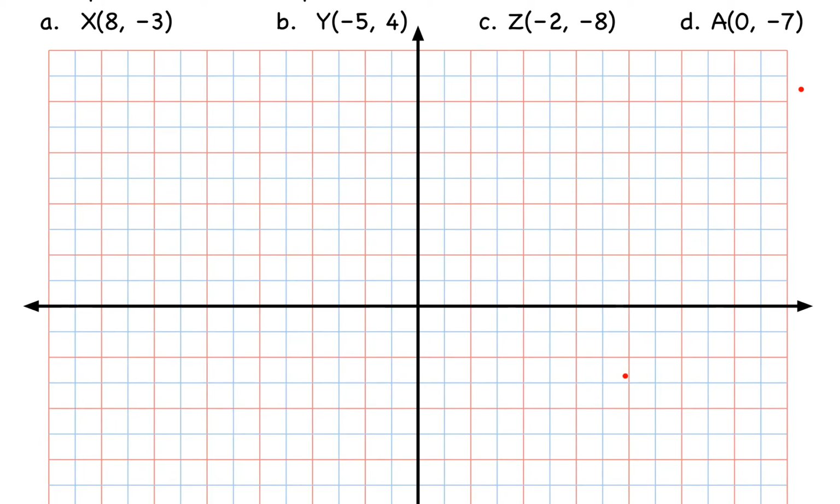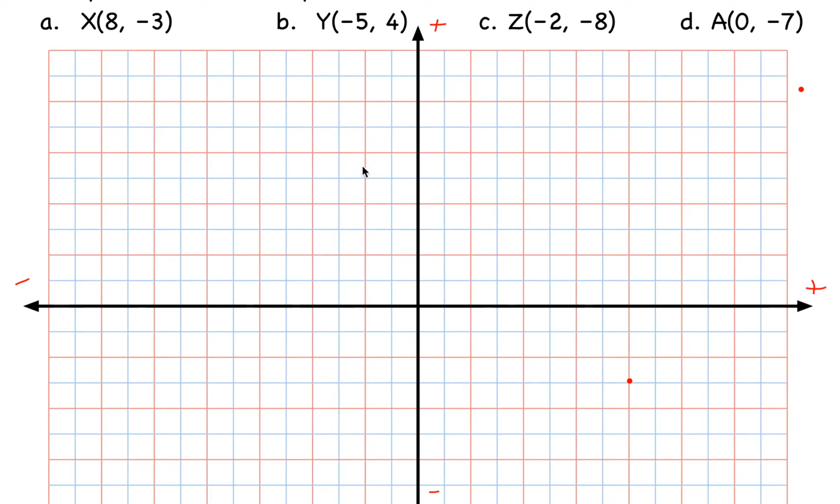1, 2, 3. Negative direction is down, right? And positive direction is up. Positive direction is right. Negative direction is left. So maybe I should label that. That would probably be helpful too. This is positive. This is positive. This is negative. And this is negative down here.